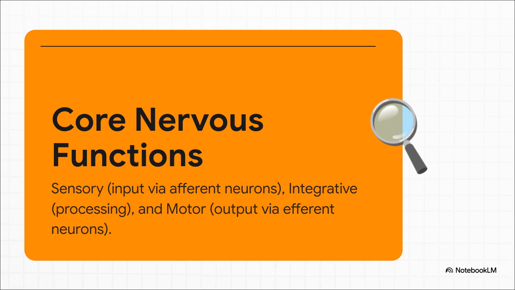Finally, we have the motor function. This is when the CNS initiates a response, like muscle contraction. The commands are carried away from the CNS by efferent neurons. Just think E for exiting the CNS.